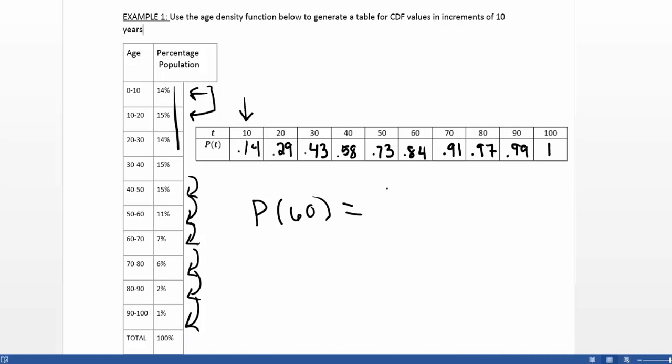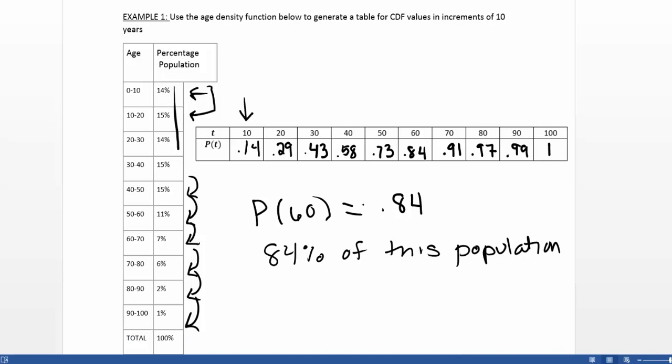The types of things we might ask, we might say something like P of 60. So P of 60, according to this chart, is 0.84. So what does that tell us? That tells us that 84% of this population is 60 years old or less. So remember, the CDF is going to tell you what percentage are less than or equal to a certain point. And here we're talking about age, so that's why it was 60 years old or less.